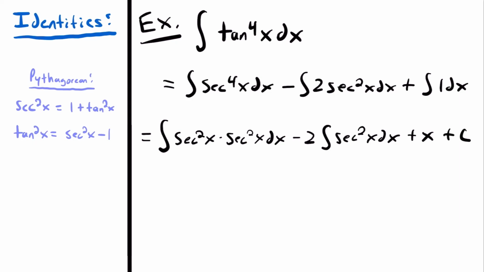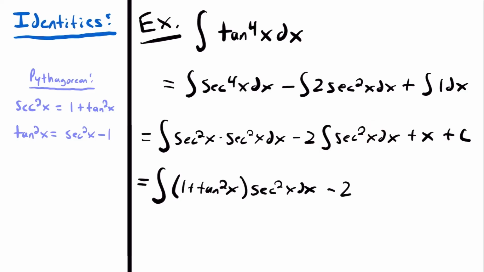All right, and so now let's rewrite one of these secant squared x's in this integral with that Pythagorean identity. And so this will be equal to the integral of 1 plus tangent squared x times secant squared x dx. And the reason we only change one of them is because that will allow us to use u-substitution here, right? If we set u equal to tangent, the derivative of tangent, like I said earlier, is secant squared x. And so u-substitution is going to work for this integral. And so we'll come back to that. Remember that I said we can integrate secant squared x to be tangent. So we'll have minus 2 times tangent x, and then we will add x plus c.